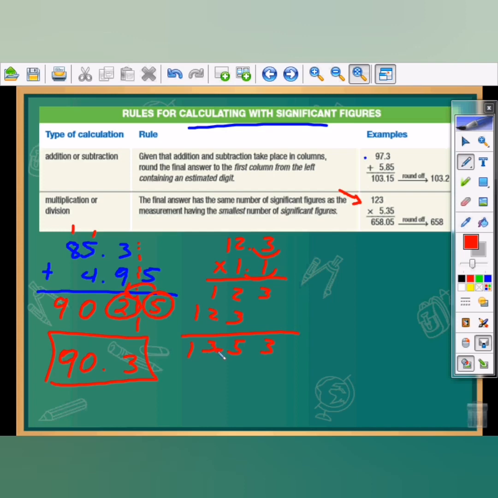So we have 13.53. Now, I have to round. Let's say I want to round this to 2 significant figures. I'm going to choose the number that has the least number of significant figures, in this case 2. So I have to round this to 14. Why to 14? Because of this 5, and it rounds up. Okay? So with that, we're going to continue with our next slide.